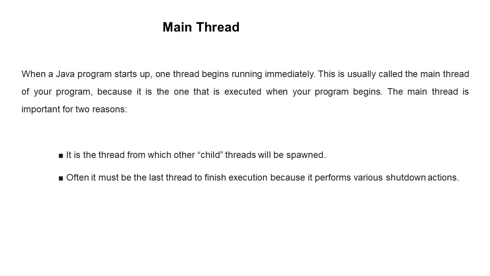Main thread. When a Java program starts up, one thread begins running immediately. This is usually called the main thread of your program because it is the one that is executed when your program begins. The main thread is important for two reasons. It is the thread from which the child threads will be spawned. Often it must be the last thread to finish execution because it performs various shutdown activities.